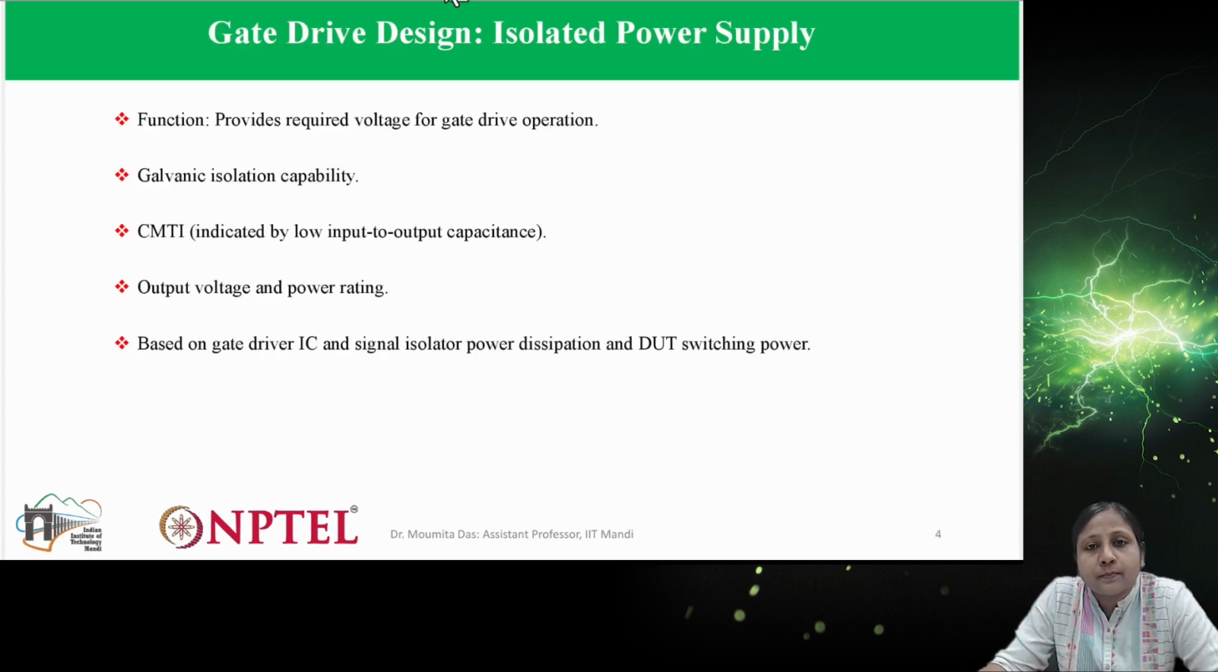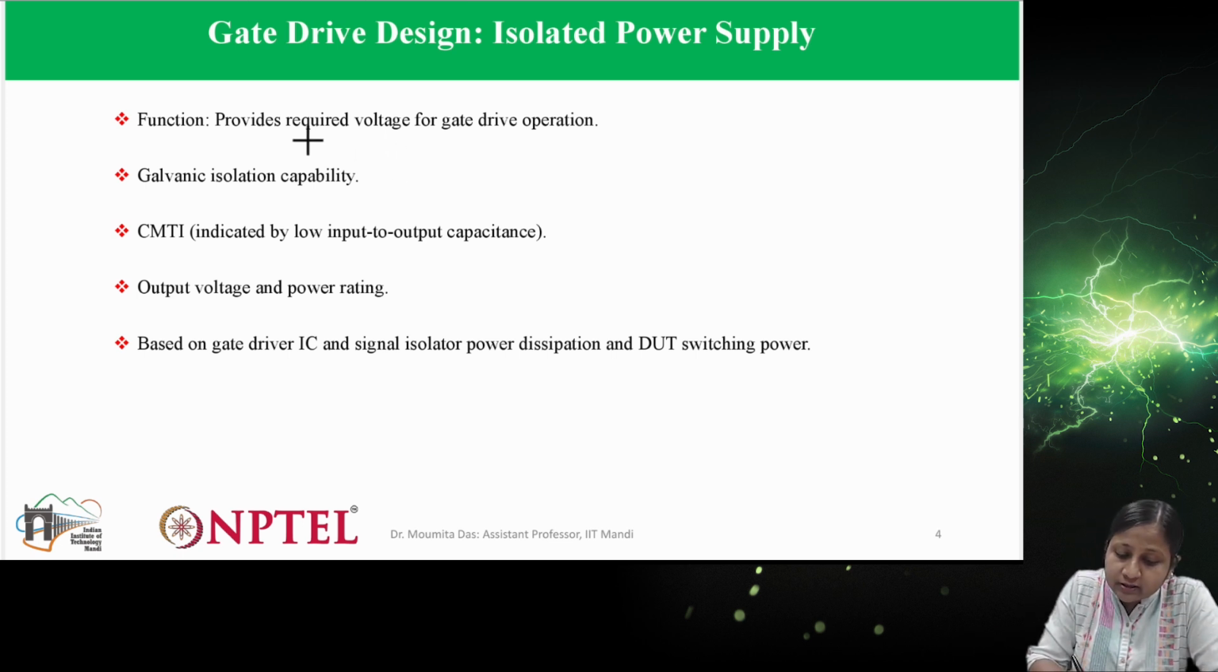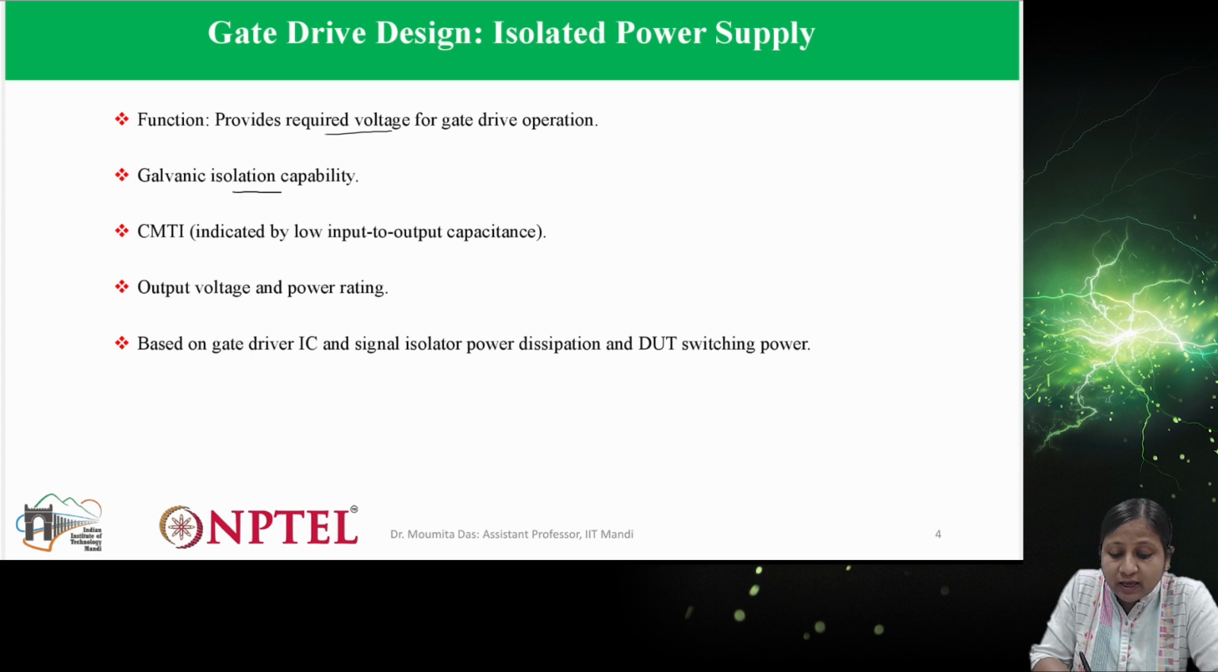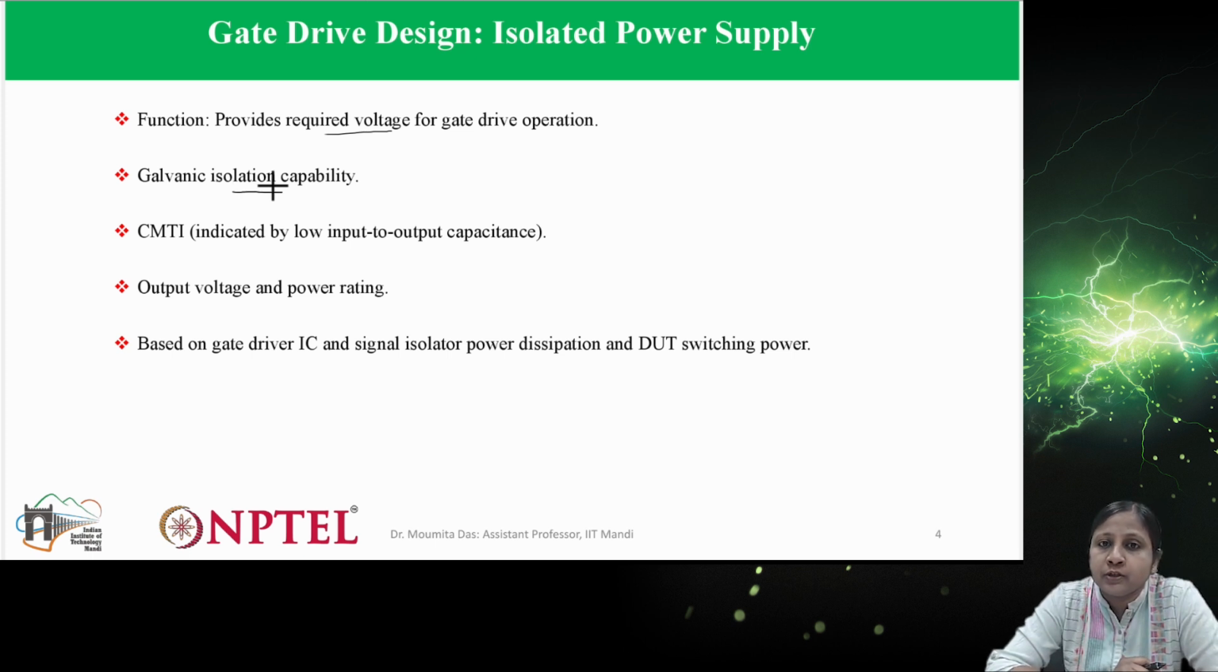Now next is the isolated power supply. We have seen the signal isolator, which provides isolation to the signal. Now we have another component, which is the isolated power supply. Why is this isolated power supply important? It provides the required voltage to the gate drive. Basically the signal isolator, the gate drive, and the decoupling capacitor, if they need a power supply, it will come from this isolated power supply. So it provides the required voltage to each component. Also, it should have galvanic isolation capability.